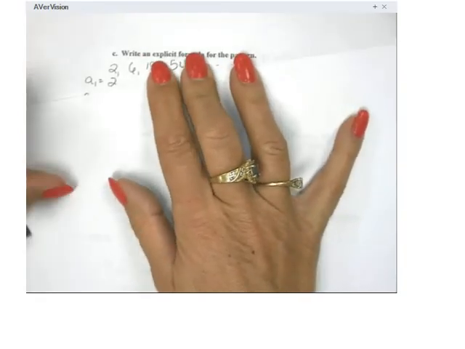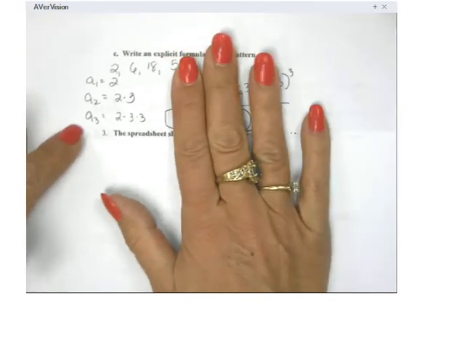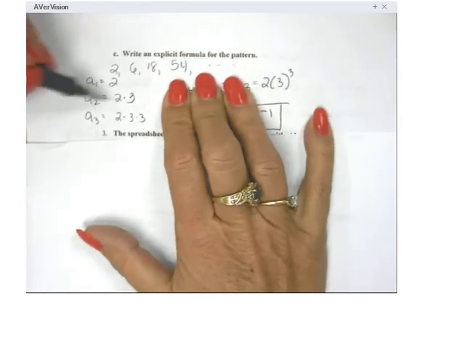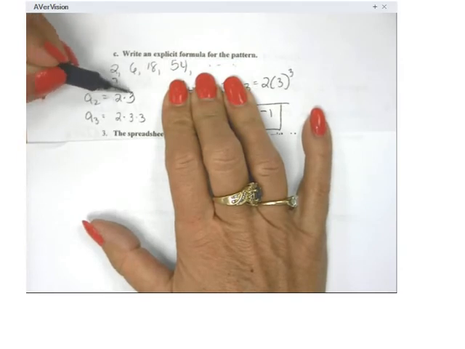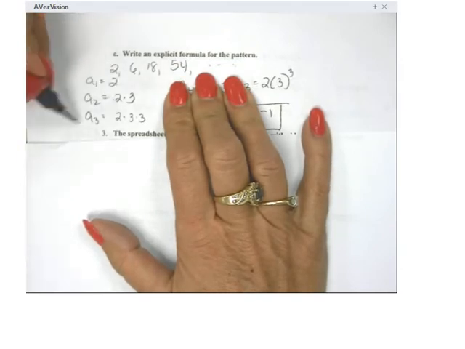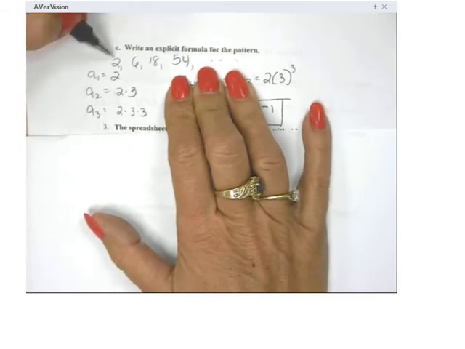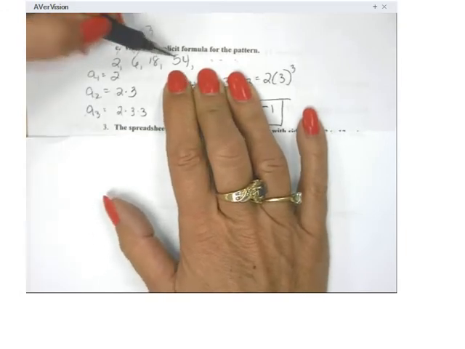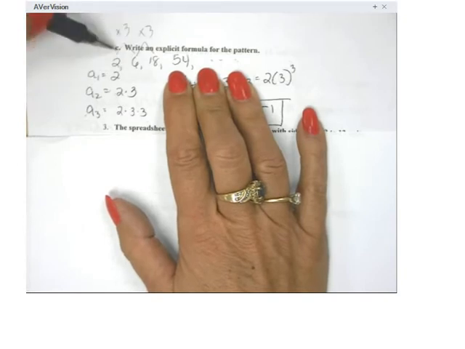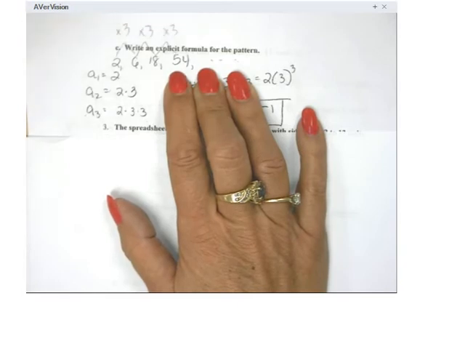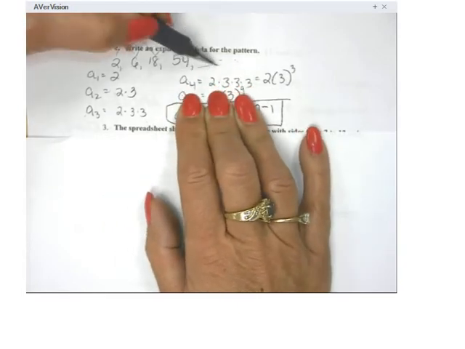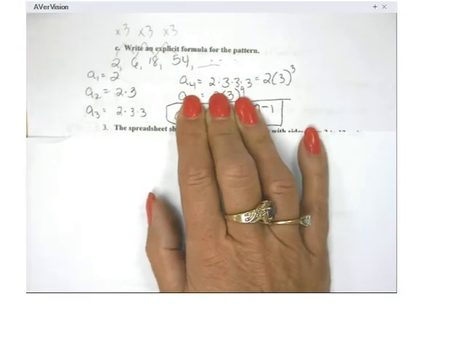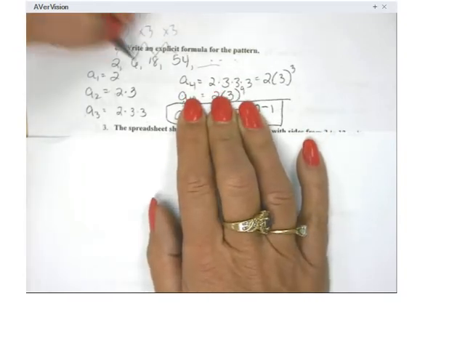And how do we get a sub 2? Well, to get a sub 2, we actually start out with 2, and then we multiply by 3. How do we find a sub 3? Well, we'll start with 2, and then we multiply by 3 and multiply by 3 again. How do we get to a sub 4? Well, we start with 2, and we multiply by 3, we multiply by 3, we multiply by 3. How do we get to the next term? We keep multiplying, starting from the first position.